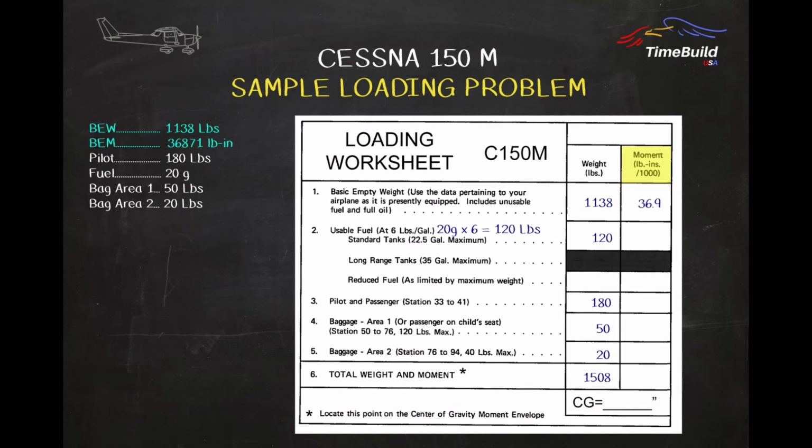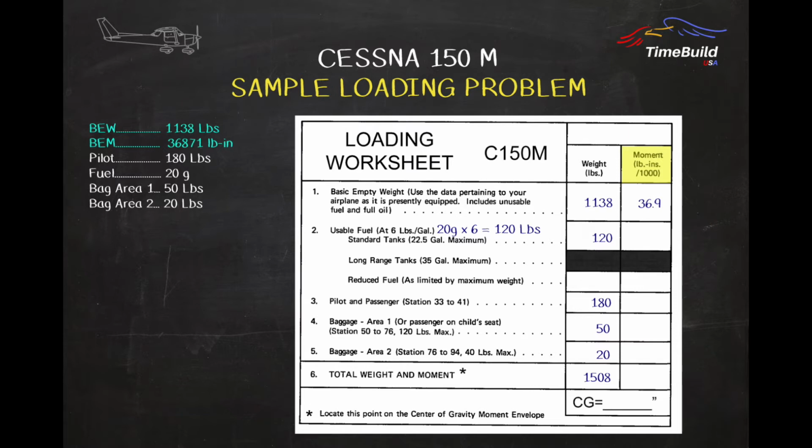TimeBuildUSA has created a loading form to assist pilots in their weight and balance computations. These forms are available in the company binder in the flight dispatch kit. Here we've entered the weights onto the form and totaled them up to arrive at a gross takeoff weight of 1,508 pounds, which is comfortably under the limit of 1,600 pounds.